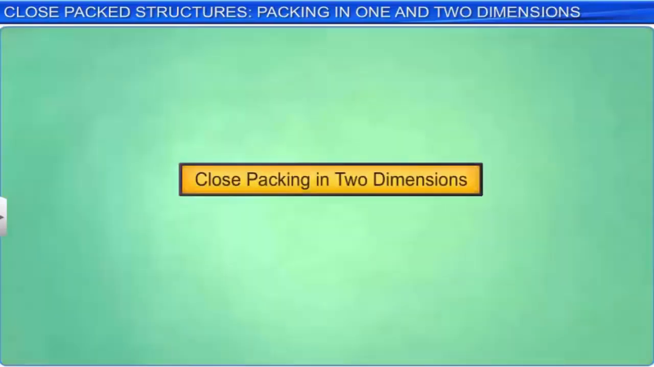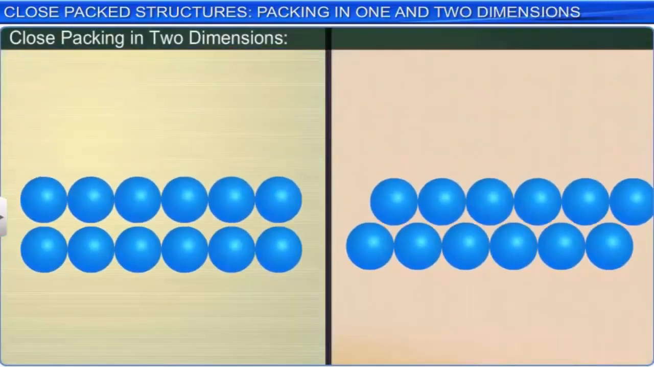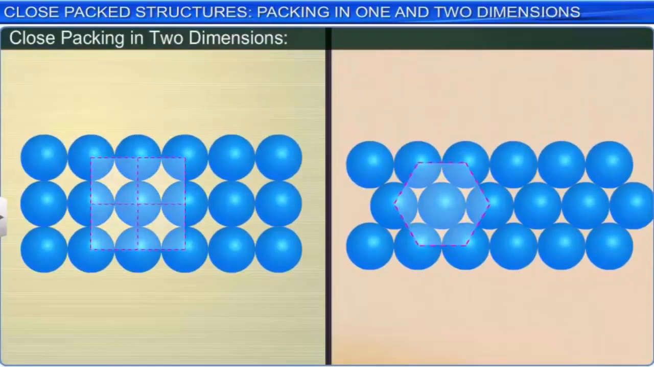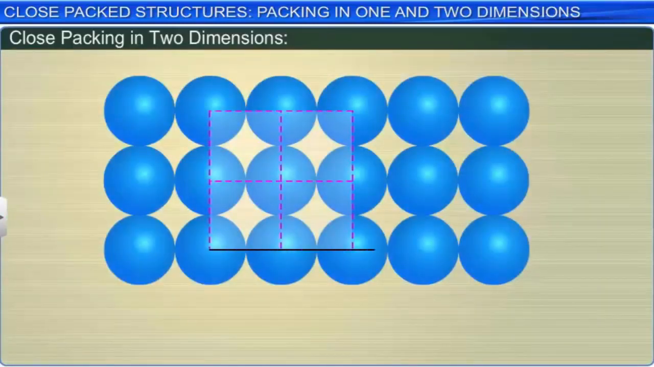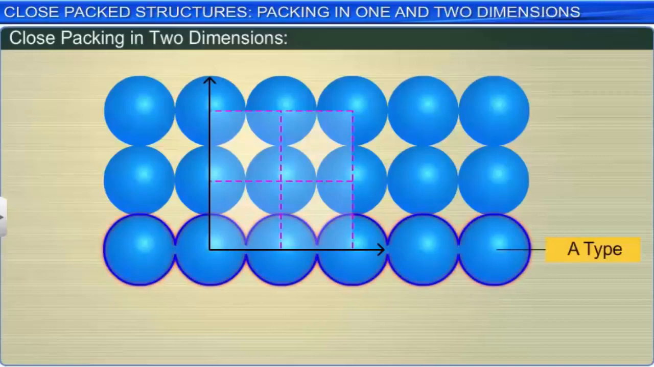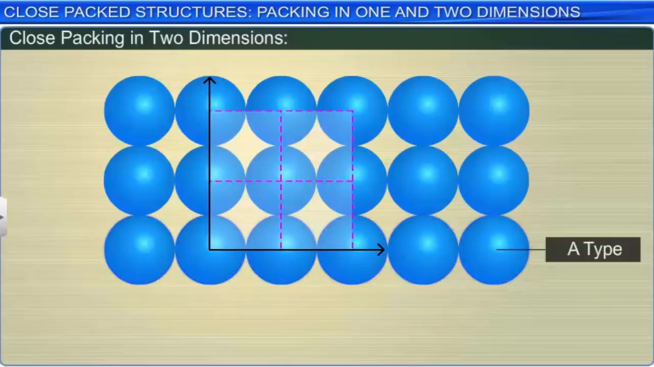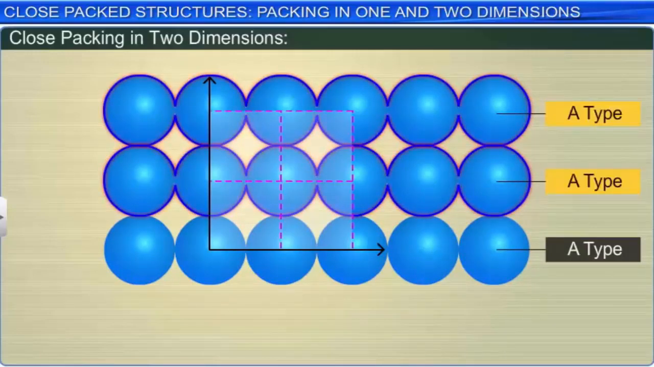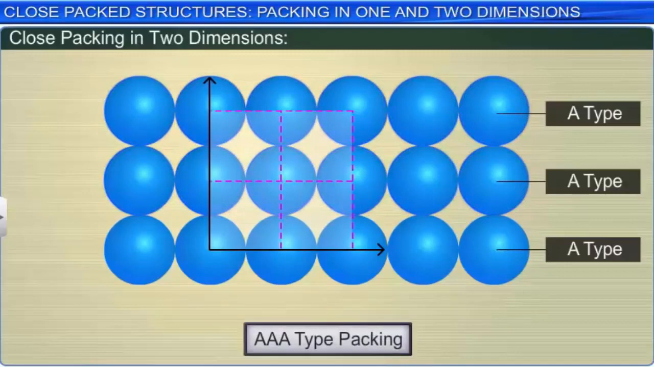Let's now look at close packing in 2 dimensions. When a number of rows are stacked up, a 2-dimensional crystal plane is generated. Obviously, there are 2 ways of stacking the rows. One way is for the rows to lie one above the other, with one sphere exactly above another. You can see that the spheres are aligned horizontally as well as vertically. If the arrangement of the spheres in the first row is said to be of A type, then the arrangement of the spheres in the successive rows is also of A type. The packing thus obtained is called AAA type packing.